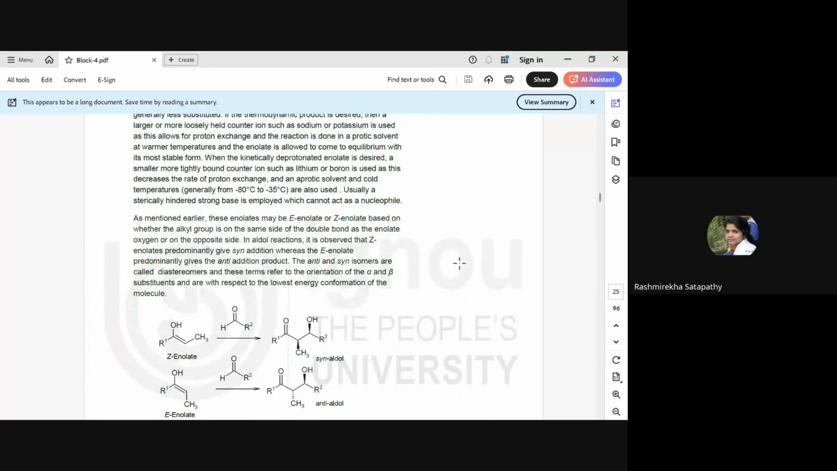The enolate may be a Z enolate or an E enolate, based on whether the alkyl group is on the same side of the double bond as the enolate oxygen or on the opposite side. In the aldol reaction, it is observed that the Z enolate predominantly gives the syn aldol product. Syn and anti isomers are diastereomers, and these terms refer to the orientation of the alpha and beta substituents with respect to the lowest energy conformation of the molecule.